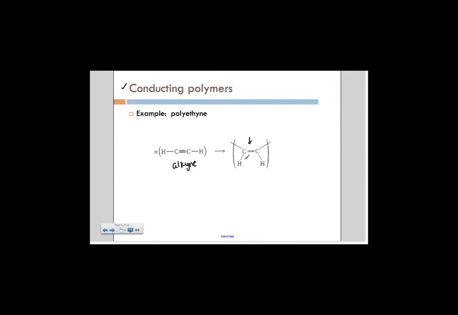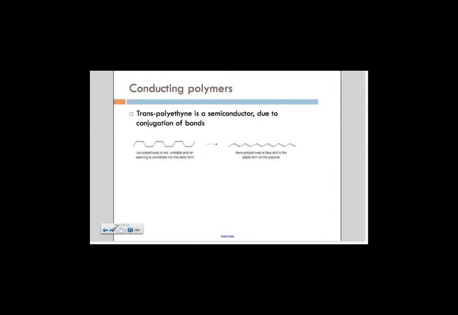Okay, now you know that double bonds restrict rotation. And so we can end up with cis and trans orientations of this double bond. And so if you can isolate either the cis or the trans of polyacetylene, they actually end up being different colors. One is red and one is blue. And the trans orientation is a semiconductor, okay? And that's due to what's called conjugation. Conjugation is alternating single and double bonds.